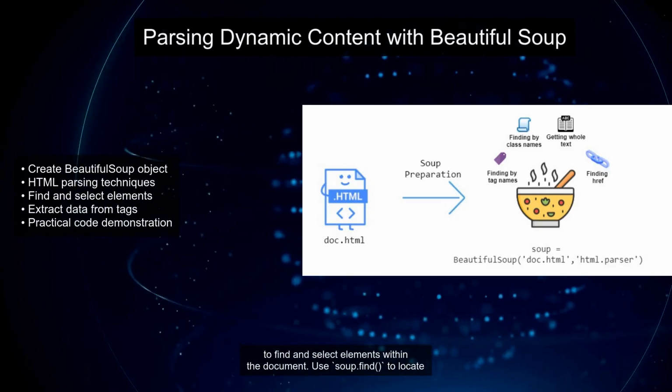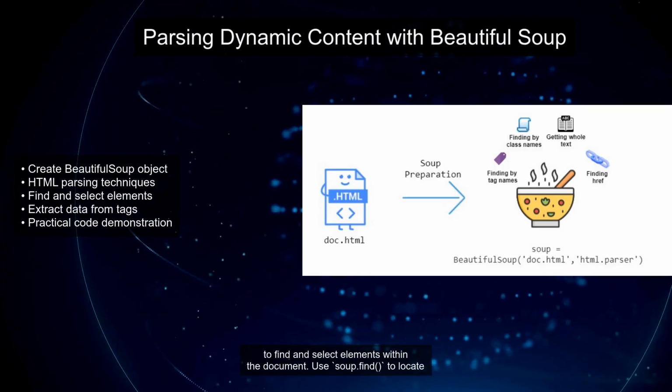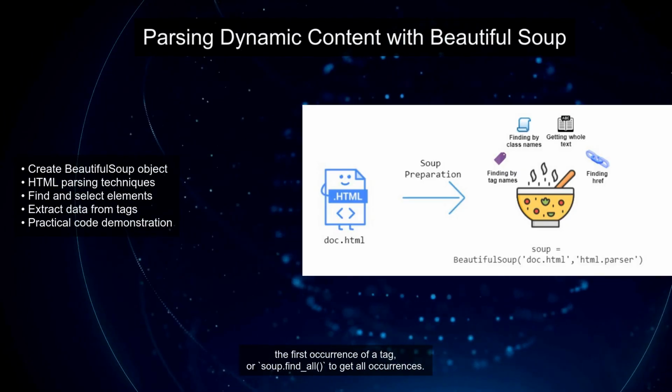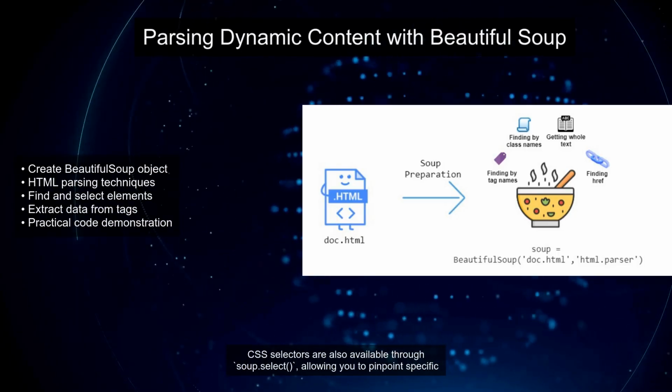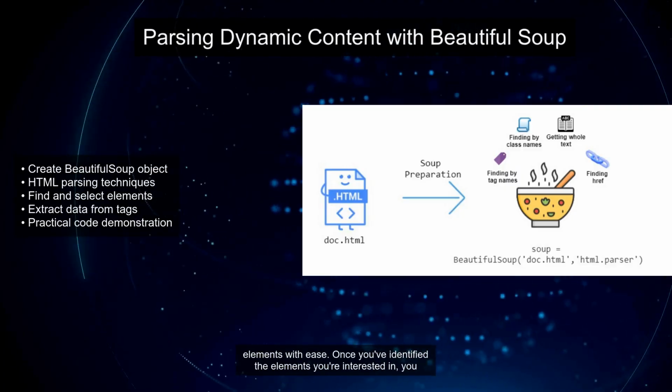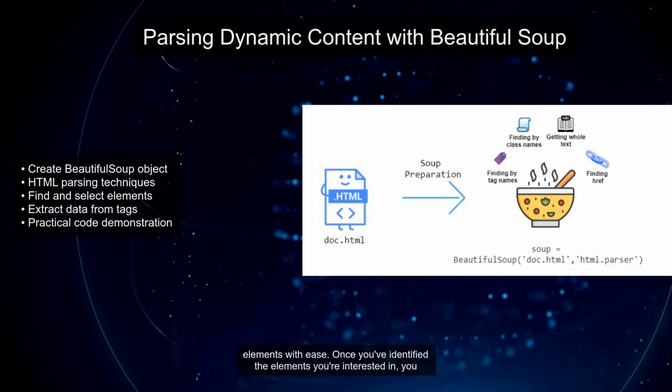Beautiful Soup provides powerful methods to find and select elements within the document. Use soup.find to locate the first occurrence of a tag, or soup.find_all to get all occurrences. CSS selectors are also available through soup.select, allowing you to pinpoint specific elements with ease.